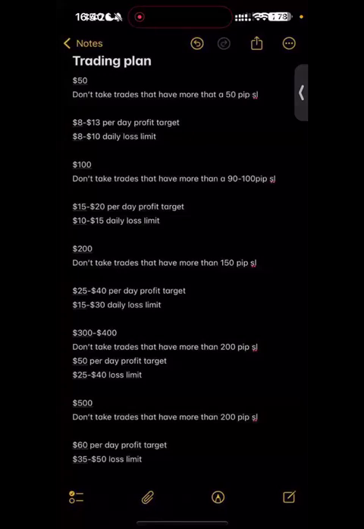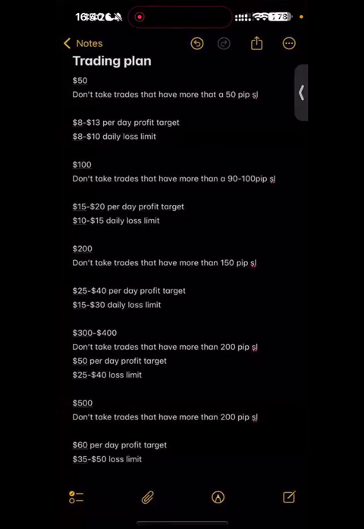It's not strict, it's actually flexible. You can put any figures you want, but this is the guide that I personally used, and it works perfectly. Hundreds of people have used it as well, and they've seen good results with it. So make sure you stick to proper risk management.